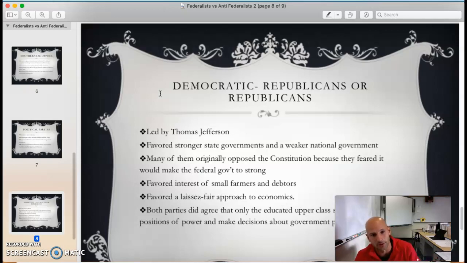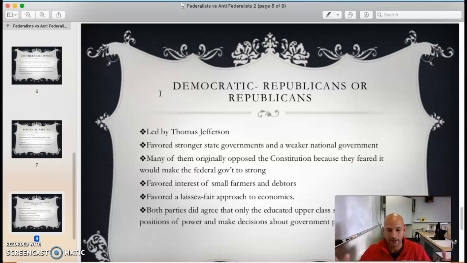Well, Virginia was very wealthy. Jefferson had slaves of his own, and many of these large landowners had profitable trading businesses overseas, and they didn't want the federal government to have any more power than what they had. They kind of enjoyed the power they had under the Articles of Confederation. They favored the interests of small farmers and debtors at this time, and favored a hands-off approach to economics. Both parties did agree that only the educated upper class should serve in positions of power and make decisions about government policies.